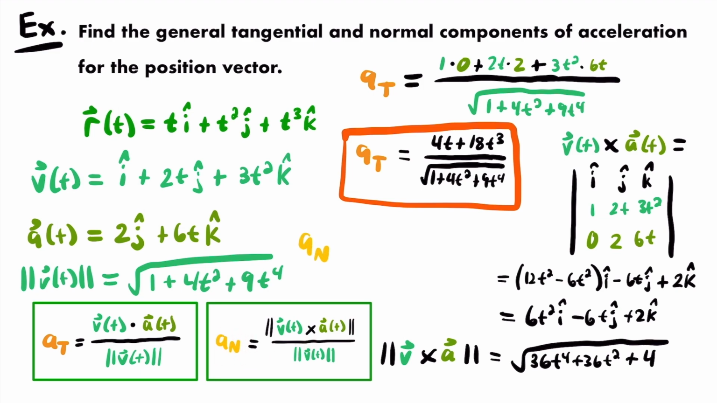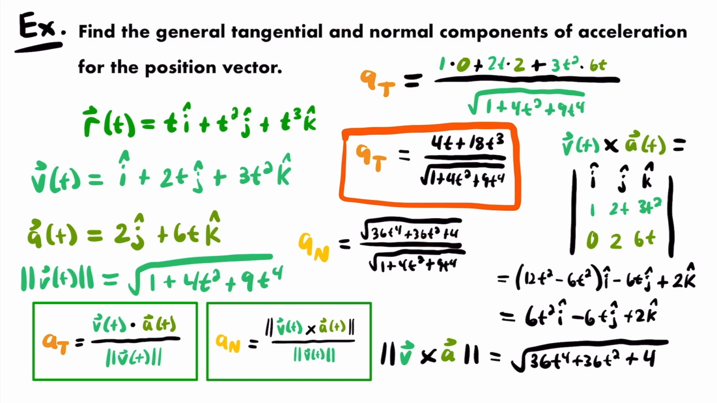We'll have that the normal component of acceleration, a sub n, is equal to the magnitude of that cross product, this right here, divided by the magnitude of the velocity vector, which is just the speed. So let's write that in here. We have the square root of 36t to the power 4 plus 36t squared plus 4. And then in the denominator, we have the square root of 1 plus 4t squared plus 9t to the power of 4. Now, once again, we can't really simplify the denominator, but in the numerator, there is a common factor of 4 that we could pull out.